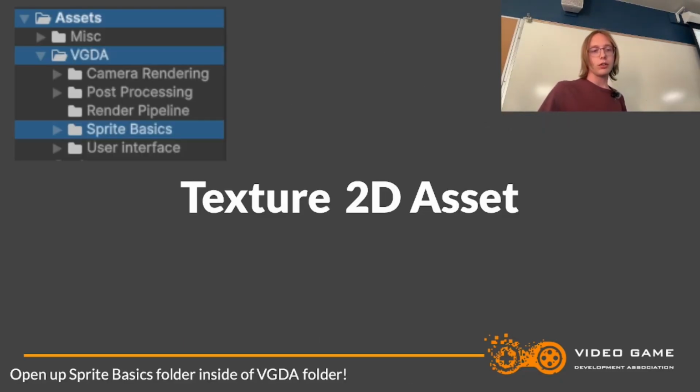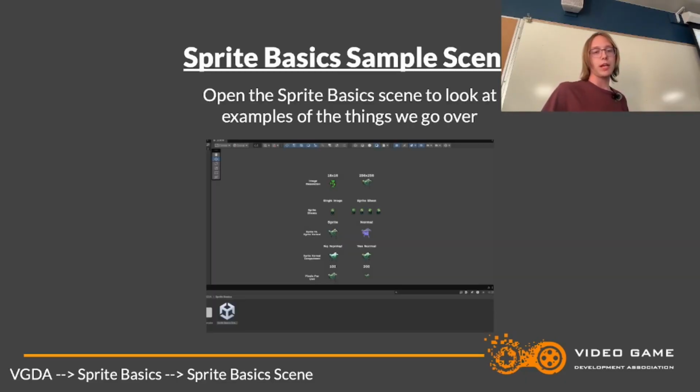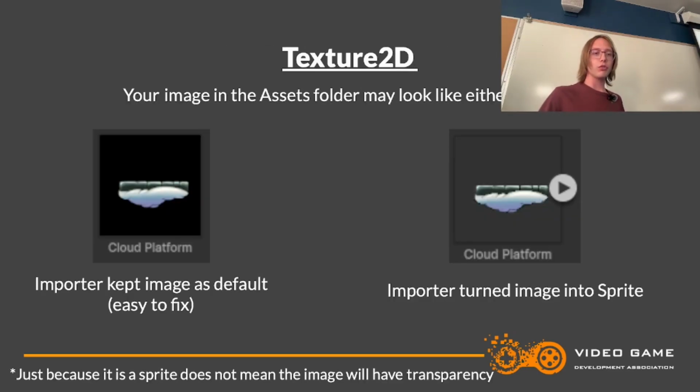Texture 2D asset. If anyone has the sample scene open in Unity, go to Sprite Basics, where there's a sample scene that goes over a ton of basic stuff. We're not going to go over that in this workshop since we have a lot to cover, but if you have the scene open on your computer, it is available. For Texture 2D, when you drag your image into the Projects tab, it's either going to look not transparent or transparent. That means either I kept it as default, which is easy to fix, or it turned into a sprite, which means it's more transparent. But just because it's a sprite does not mean the image will have transparency, so keep that in mind.